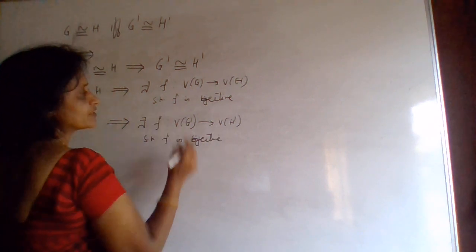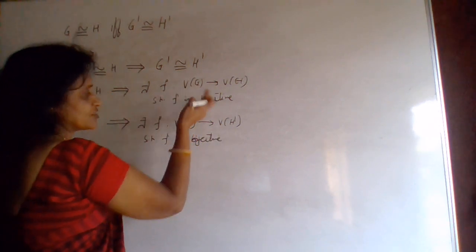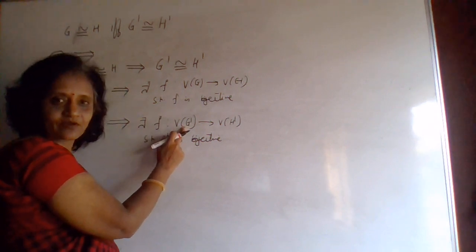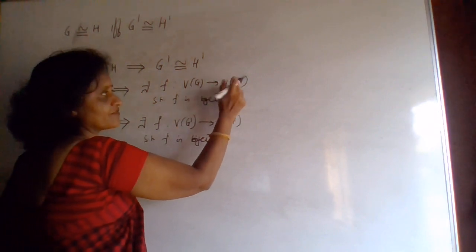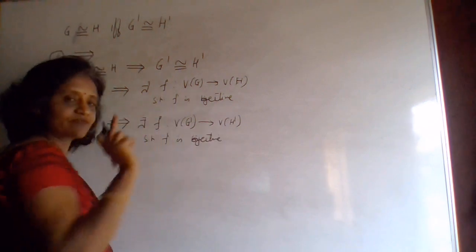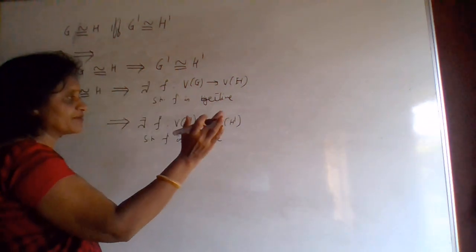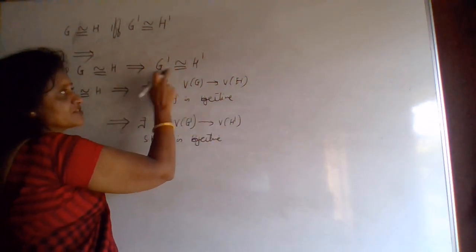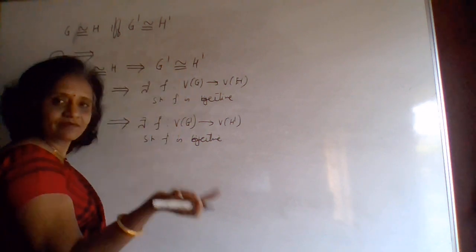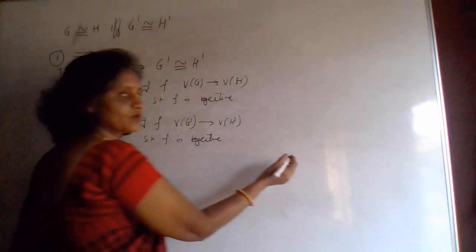What is the reason for this? Since the vertex set of G is the same as the vertex set of G dash, and the vertex set of H is the same as the vertex set of H dash. So in the first part we proved there is a bijective function on the vertex sets. But for the second one, we want to prove it; what's the definition of isomorphism?